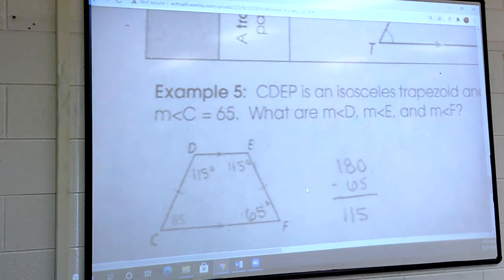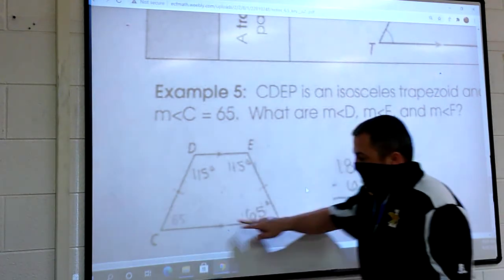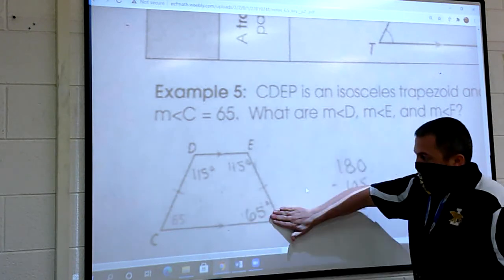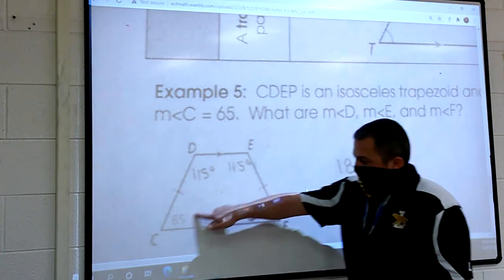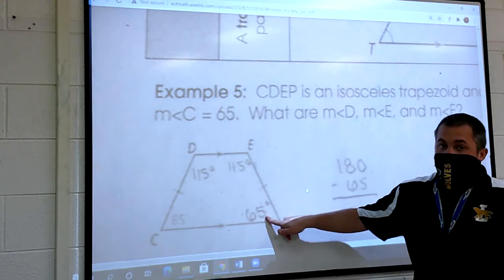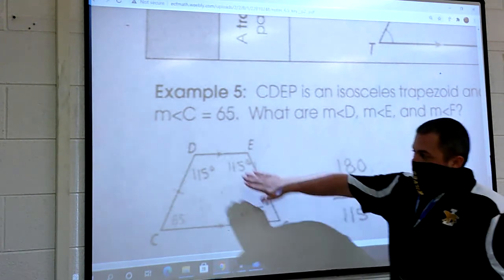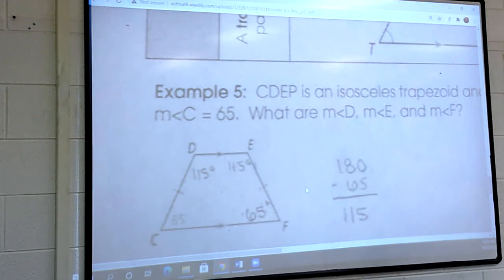We also know that now if this angle is 65, then this one over here is the same thing, right? Because these sides are the same. So this angle has to be 65. Once we have 65 here, we know opposite angles are supplementary. So it's 115. So again, opposite angles being supplementary is really important. Supplementary means that they add up to 180. So that's how we know if one is 65 that the other one is 115. Okay? Let's look at example 6.